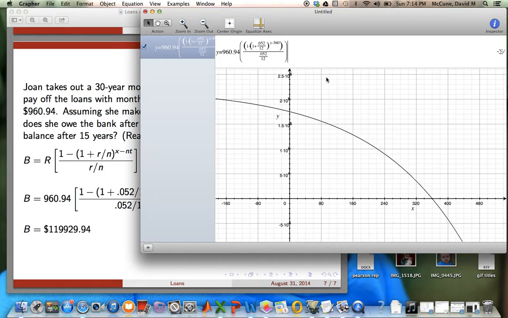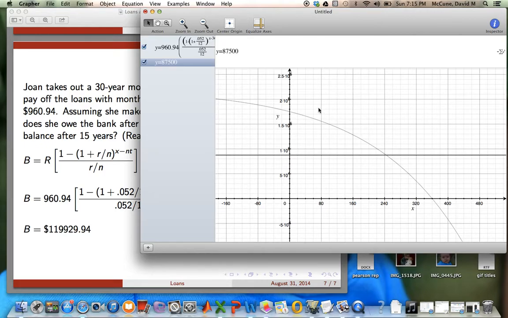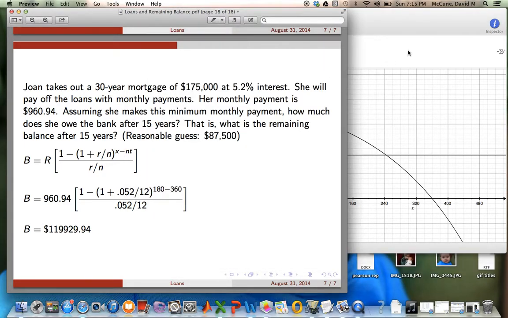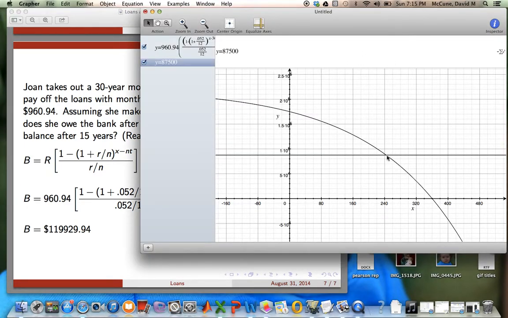And so let's actually get a handle on the halfway point. So this curve represents remaining balance. This curve just represents the number 87,500, which you'll remember is half of 175,000. So I'm just going to ask the computer where they hit each other. And so if you look down here, the X value is 244. That means that it's going to take 244 payments before you cut the amount you owe in half.